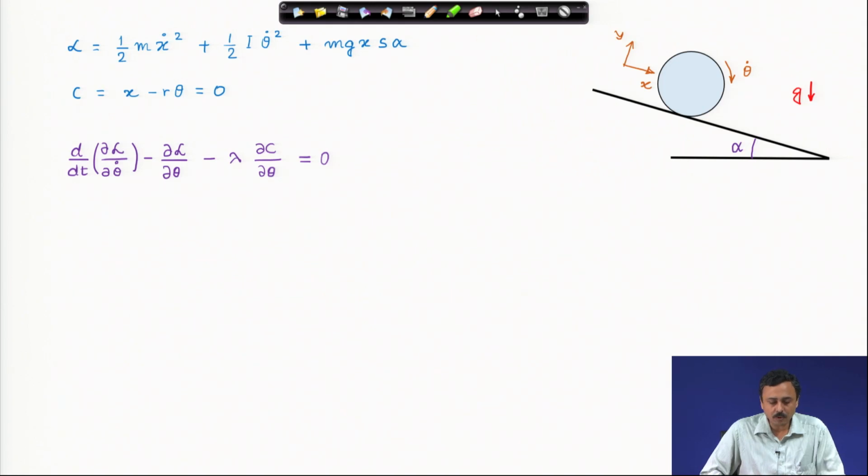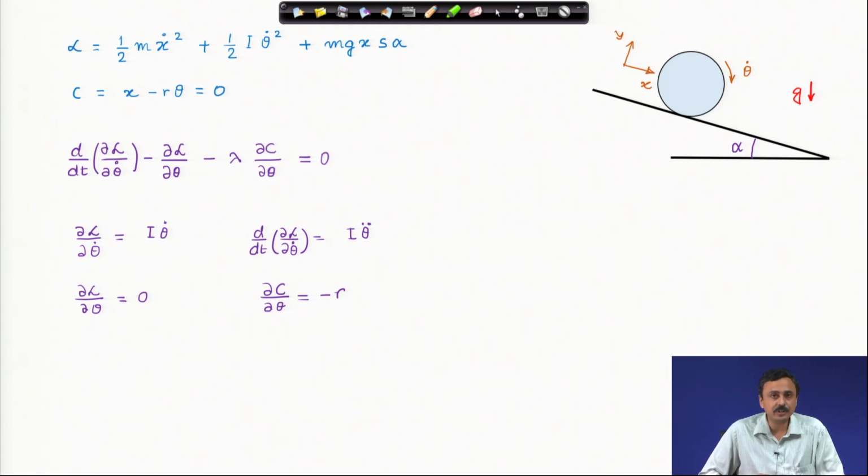Similarly, for the theta coordinate, I calculate these derivatives, del L del theta dot and d dt of that. These are straightforward calculations. There is no dependence of the Lagrangian on theta, which is the rotation of the disk. Now, del c del theta is minus r. Once again the constraint is written out for you. You can check that del c del theta is minus r. We plug in all these expressions in the equation of motion and this is what I obtain: I theta double dot plus r lambda is equal to 0.